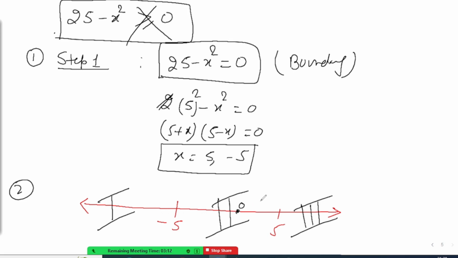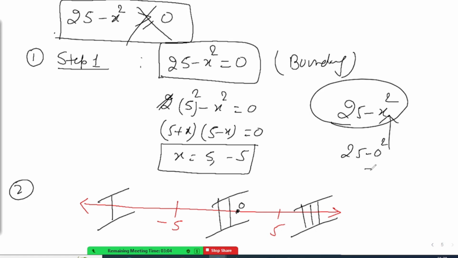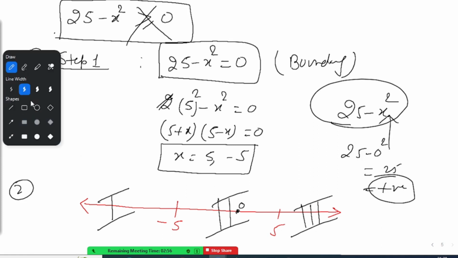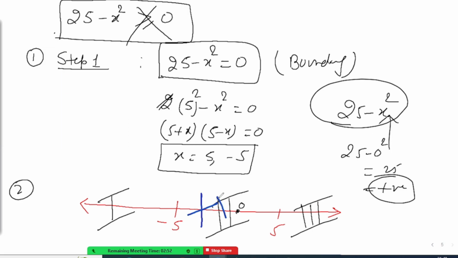So just put 0 in your expression, 25 minus x square. We have to put x equals to 0 here. So 25 minus 0 square, that is 25, that's a positive value. It means for this whole segment, your entire expression will always be positive. You may check my statement by taking any other value between -5 and 5. Are you getting my point?